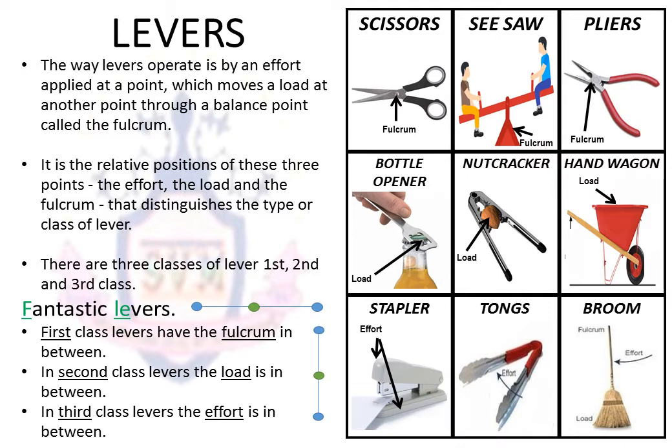Let's take the example of the bottle opener. In the bottle opener, you will note that the bottle cap is in the center of the bottle opener. The balancing point on which the bottle cap will balance is at the end, which means the fulcrum is at the end. The load is in the center, the load that is the bottle cap, and you are applying the effort at the other end. Since L is in between, we all know that it is going to be the second type of lever.